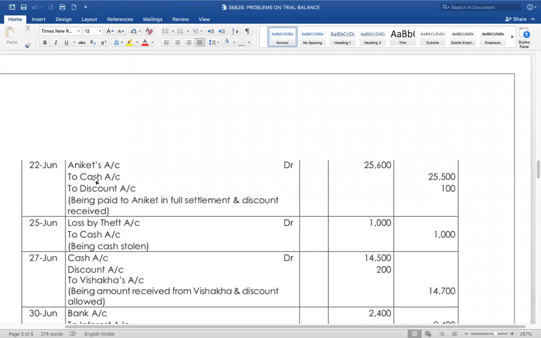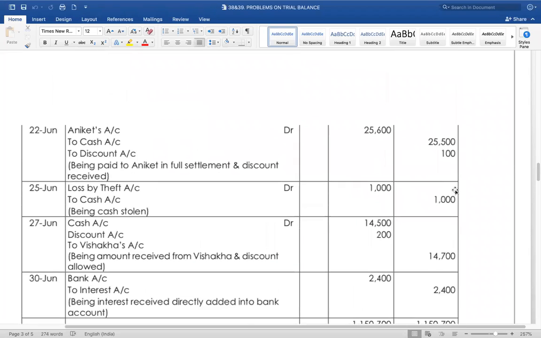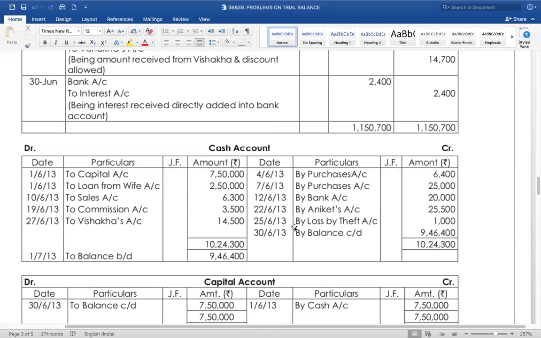Aniket to cash. Okay. Cash account is credited with what? 25,500, by Aniket 25,500. Okay. Next. Loss by theft. Cash account is credited, by loss by theft 1,000.